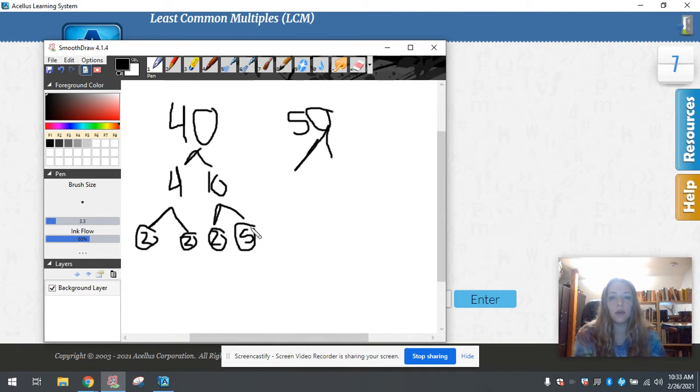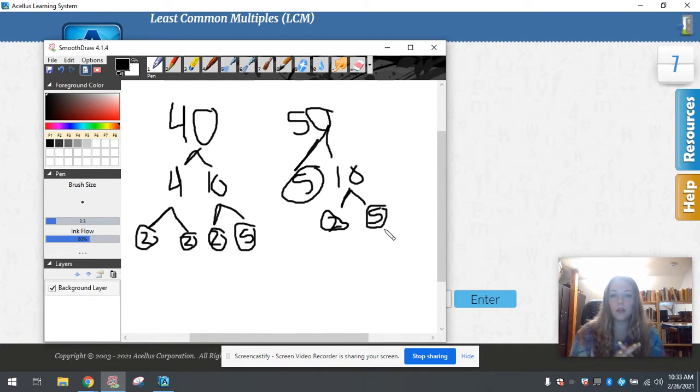Okay, those are primes. 50 is 5 times 10. 5 is a prime number. Circle it. 10 is not. 10's even. I can divide it by 2. I get 5. 2 and 5 are prime, so I circle them.